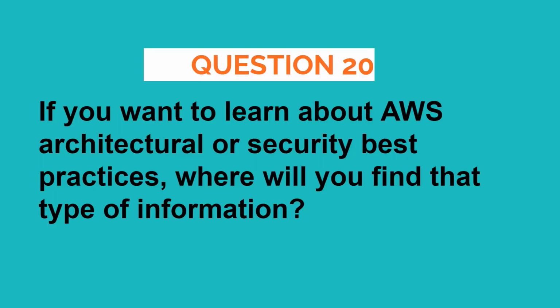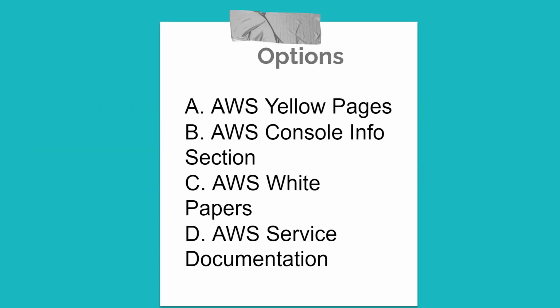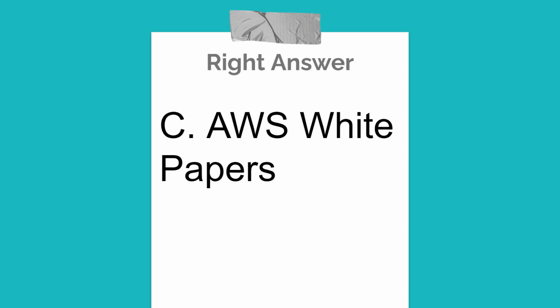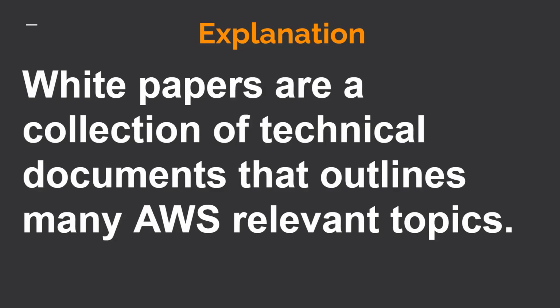Question 20. If you want to learn about AWS architectural or security best practices, where will you find that type of information? Options: A. AWS Yellow Pages, B. AWS Console Info Section, C. AWS White Papers, D. AWS Service Documentation. Right answer is C. AWS White Papers. Explanation: White papers are a collection of technical documents that outlines many AWS relevant topics.